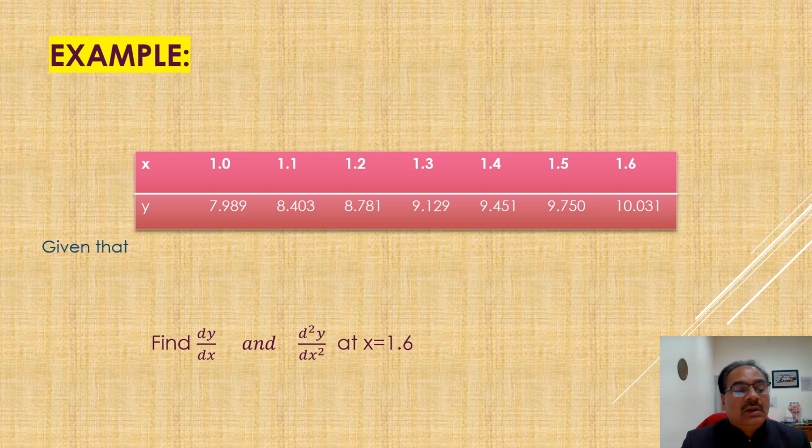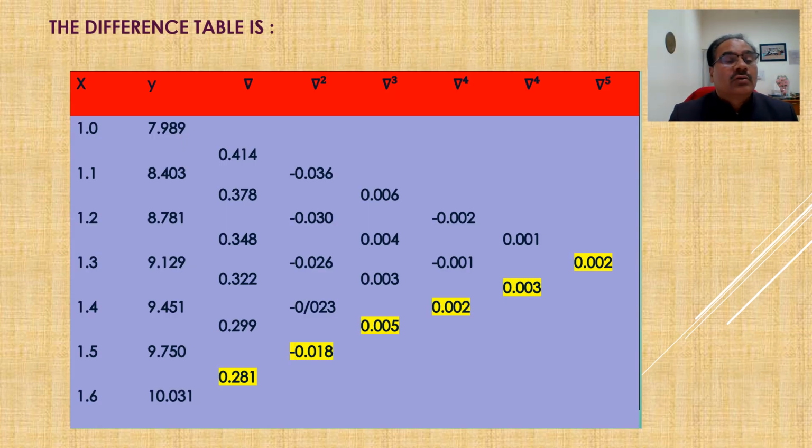Now, for example, let us take our problem. X is 1.0, 1.1, 1.2, 1.3, 1.4, 1.5, 1.6, and y values are given. You have to find dy over dx and d2y over dx square at the given value x equal to 1.6. It means by using the Newton backward difference formula, we will find the derivative. So first we will create the backward difference table.